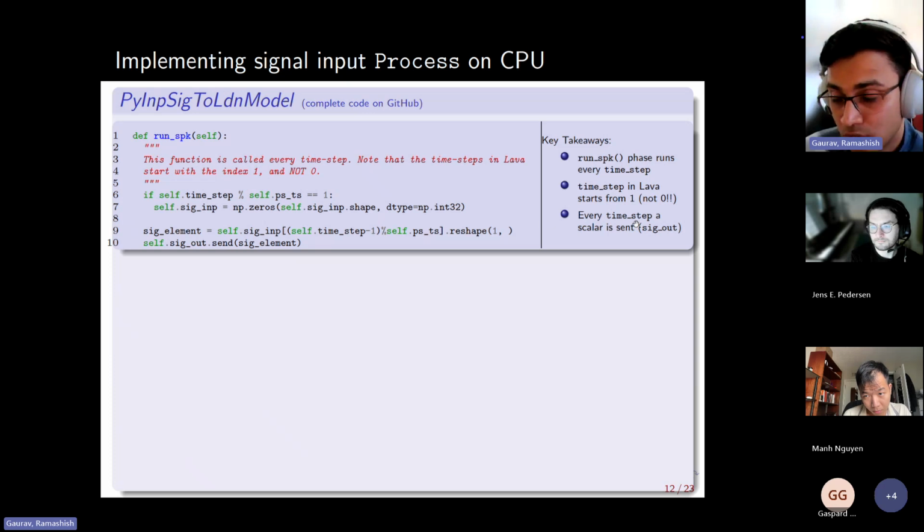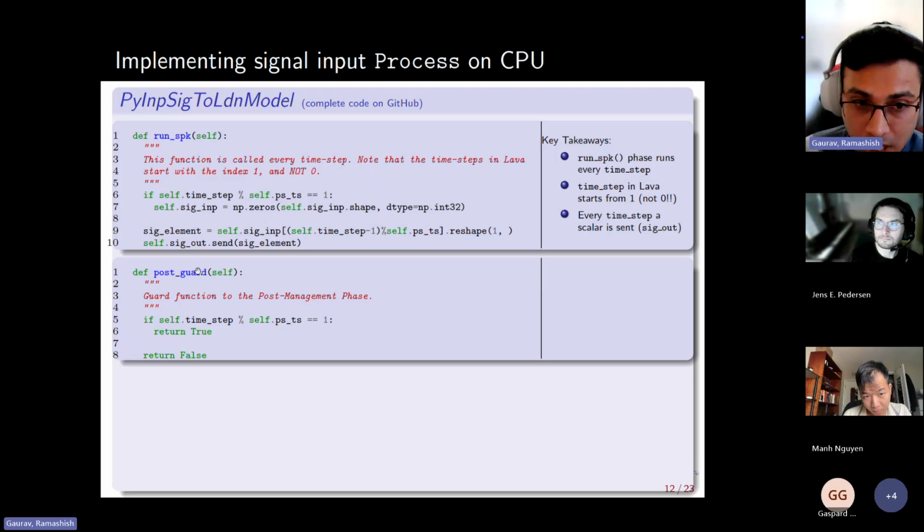So every time step during that 1 to 141st time step, a scalar value is sent through the SIG out port here. So you get the scalar value here and send that through the SIG output port to the connected process.